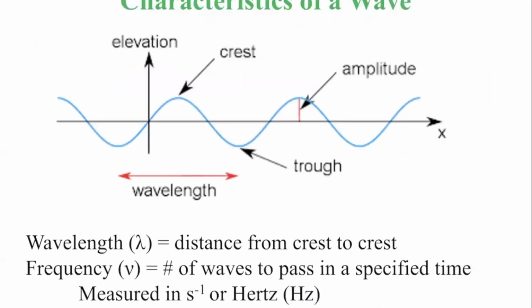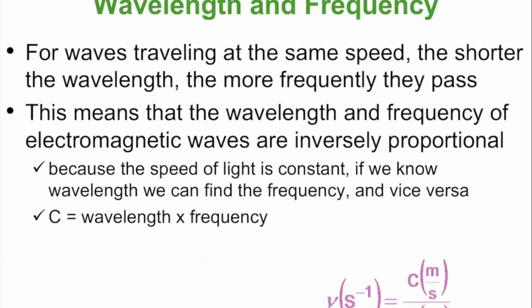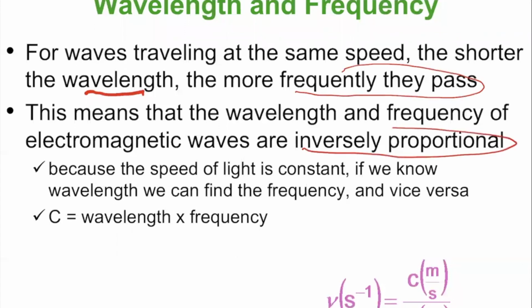For waves traveling at the same speed, the shorter the wavelength, the more frequency it has. What does this mean? This means that the wavelength and frequency of electromagnetic waves are inversely proportional. And I already told you that, right? It's going to be inversely proportional. So if wavelength goes up, frequency goes down.